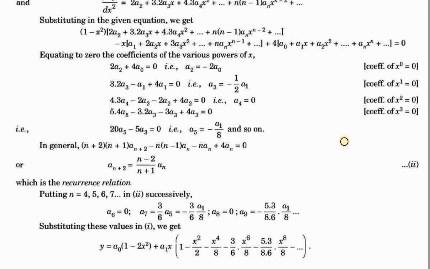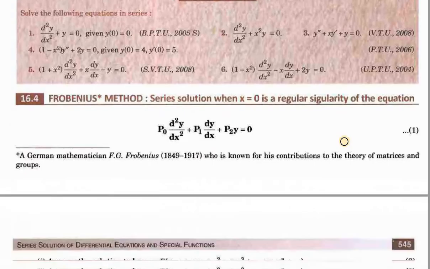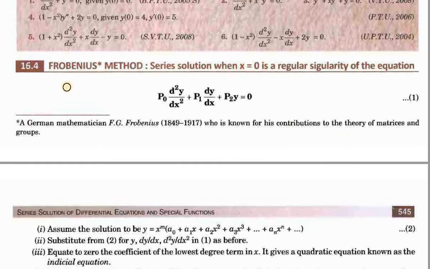So now this Frobenius method, it was there earlier in the syllabus, but right now you don't have this Frobenius method. This is for the case when the point is a regular singularity. What is this? Now let me talk about it. Let us come back to our board again.